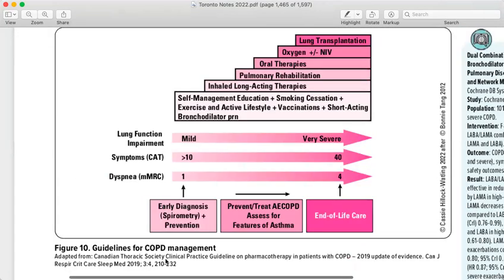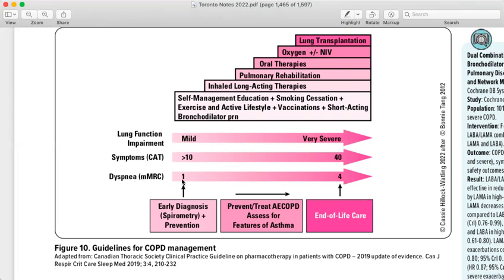As this is the guideline for COPD: early diagnosis, you are going to start with spirometry plus prevention. In the early diagnosis, you start with spirometry to confirm the diagnosis, then go with the prevention. Prevention is smoking cessation and vaccination, and along with that, whatever is needed. Then prevent and treat exacerbation or acute exacerbation of COPD. Assess for the features of asthma, if asthma is included in this one. Then coming to the end stage of life.